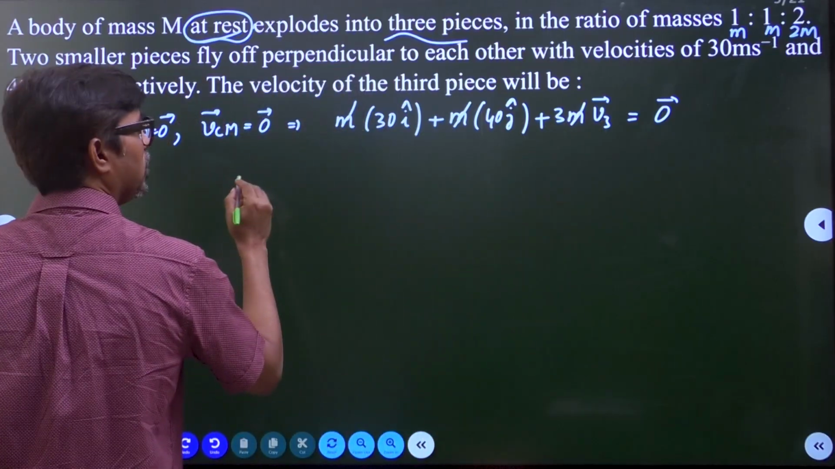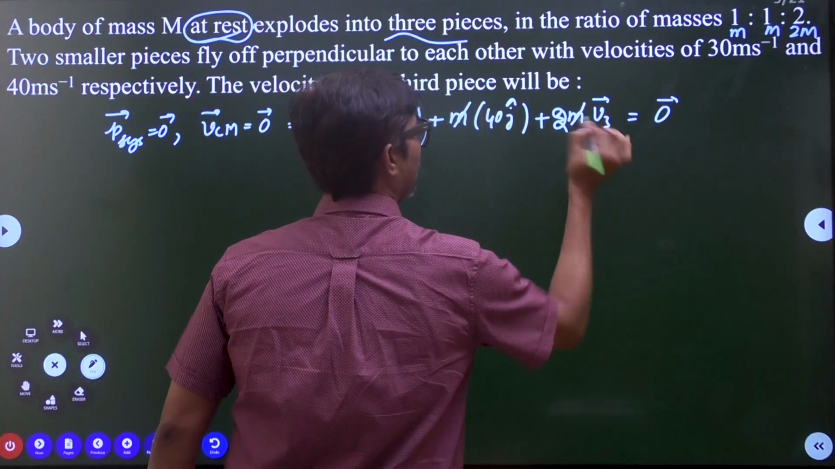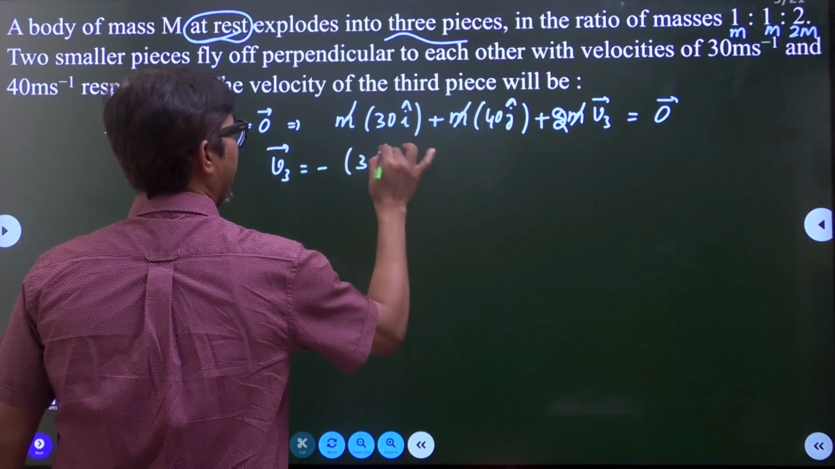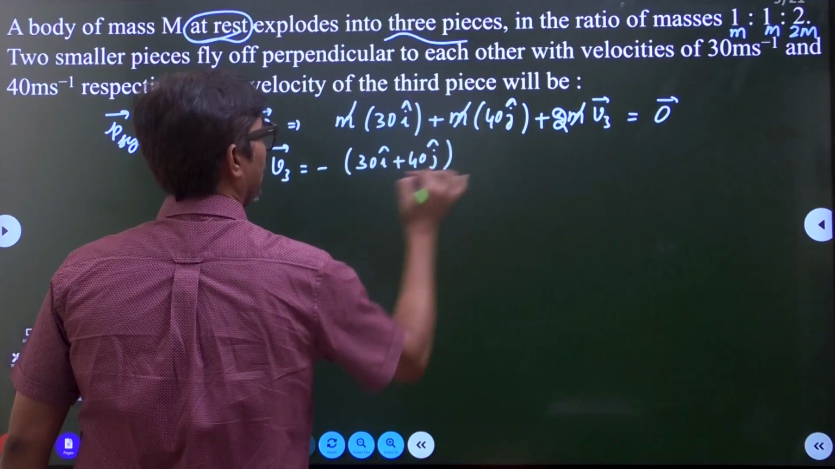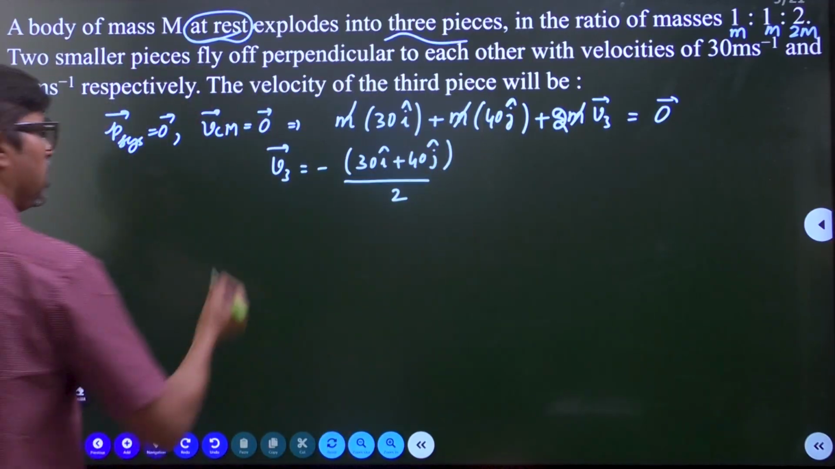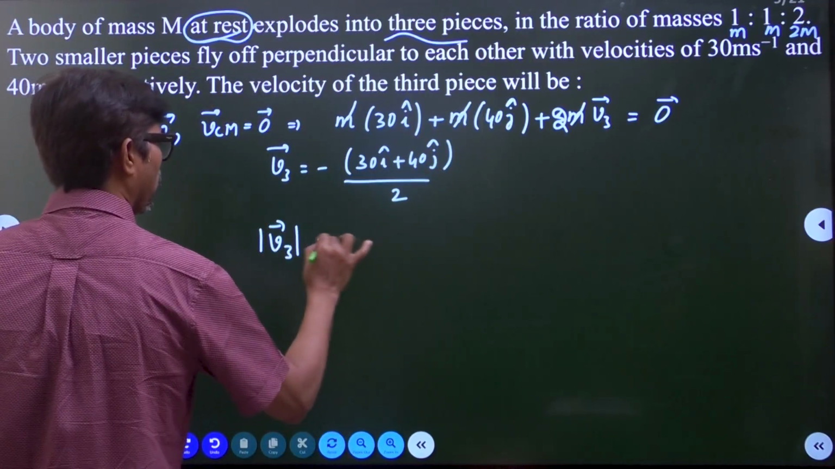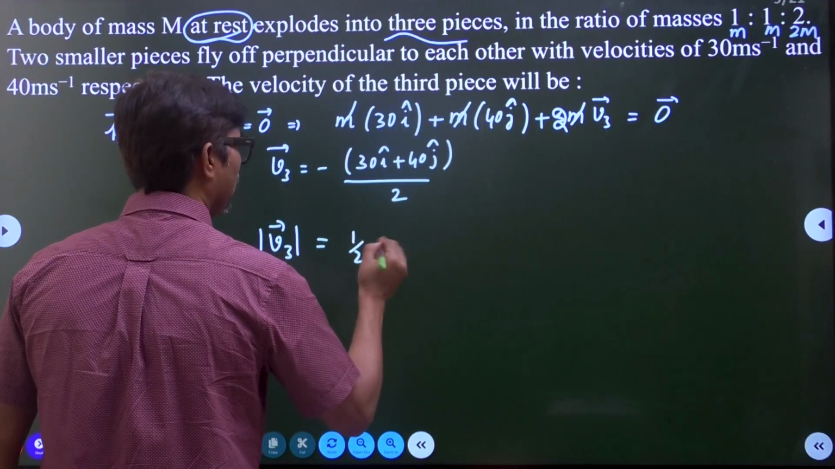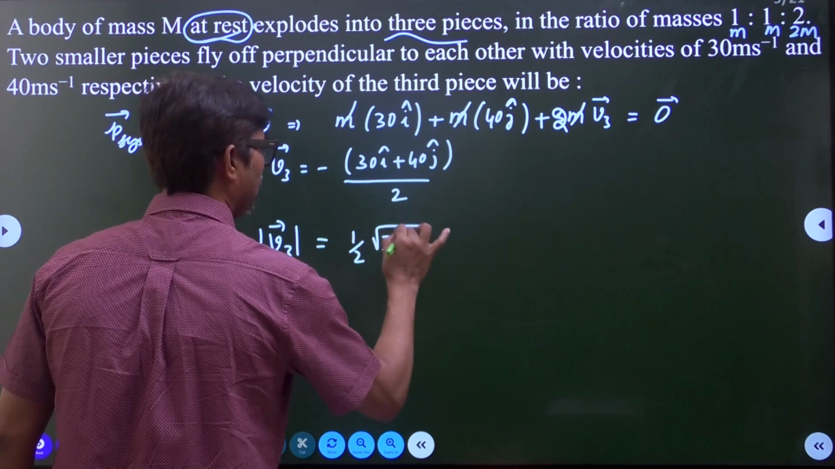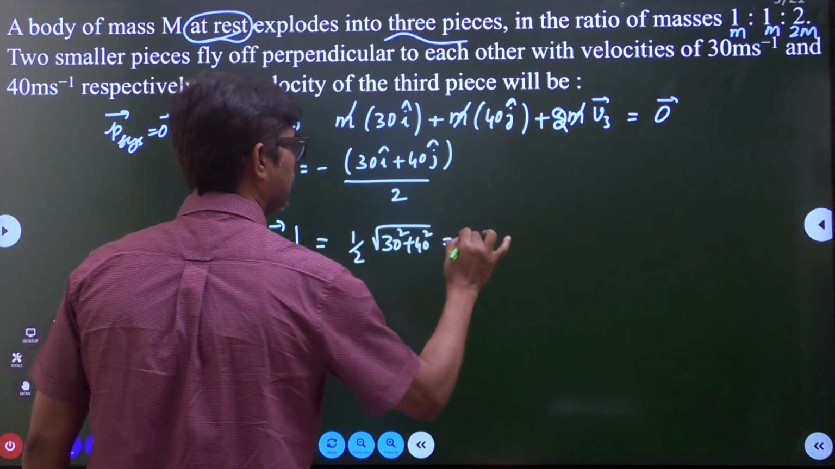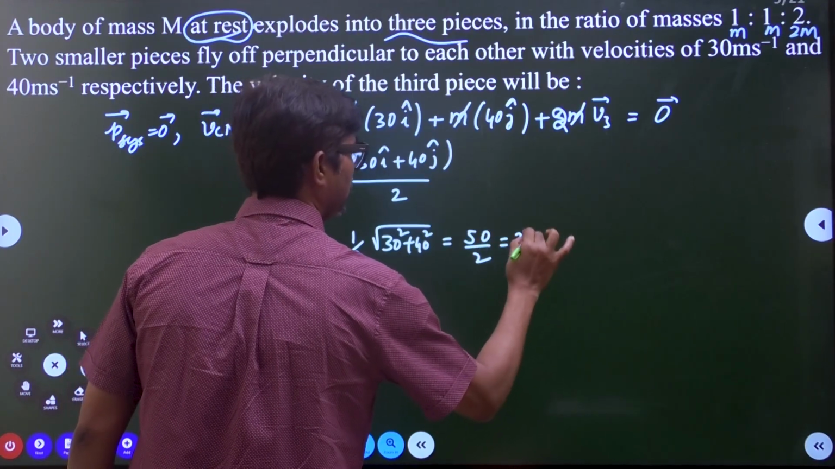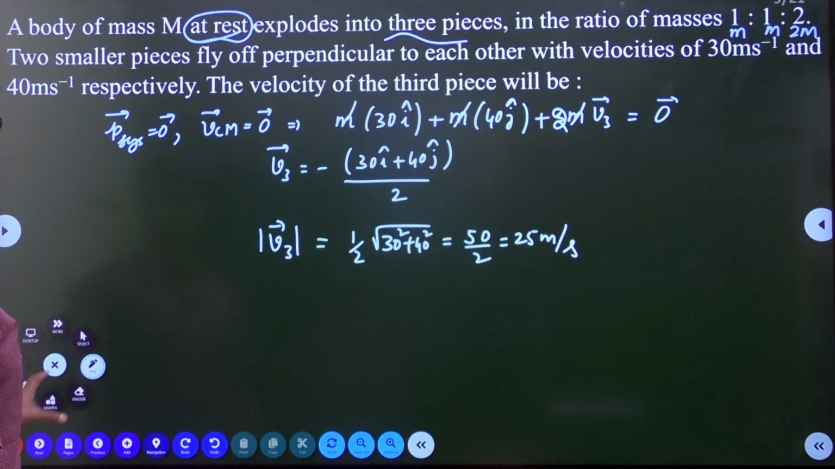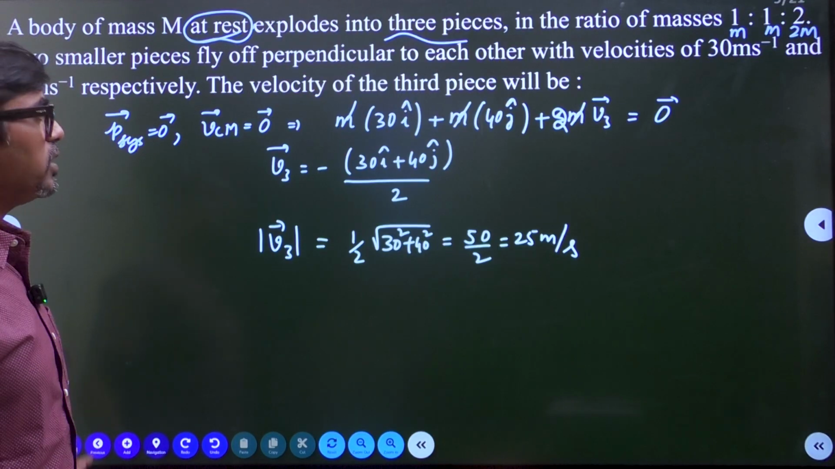Then v3 will be equal to minus of 30 i cap plus 40 j cap, whole divided by 2. That is v3. Now we just take the magnitude of it, because they did not mention the coordinates, we only took them. So the magnitude would be half of root over 30 square plus 40 square, and it's a very famous triplet. You will get 50 upon 2, which is 25 meters per second. That is going to be the velocity of the third part. So this is conservation of linear momentum, just that we have a 3-particle system.